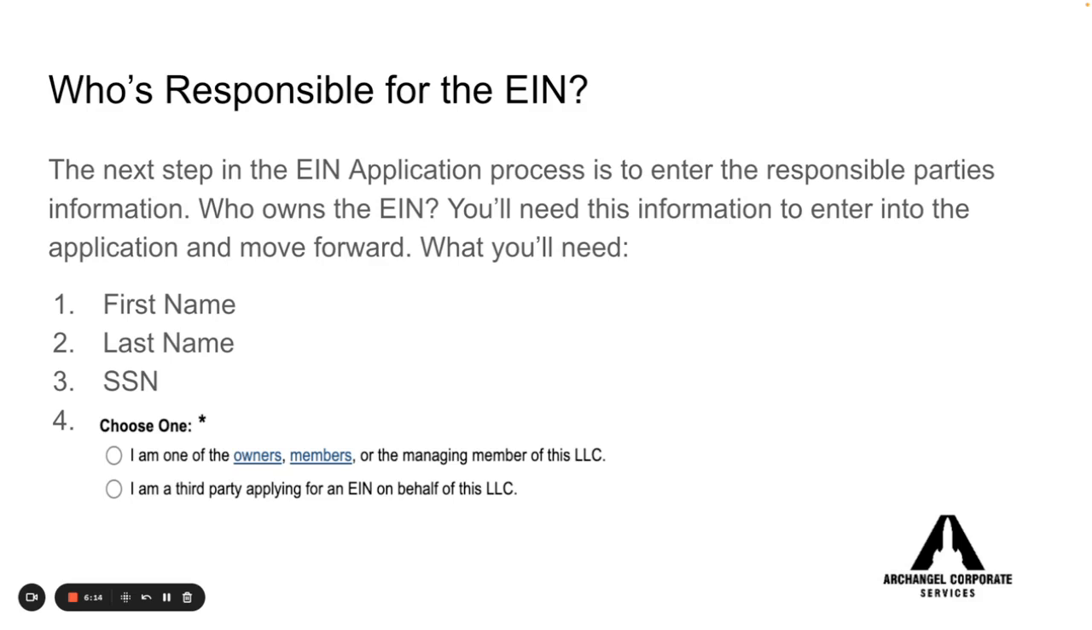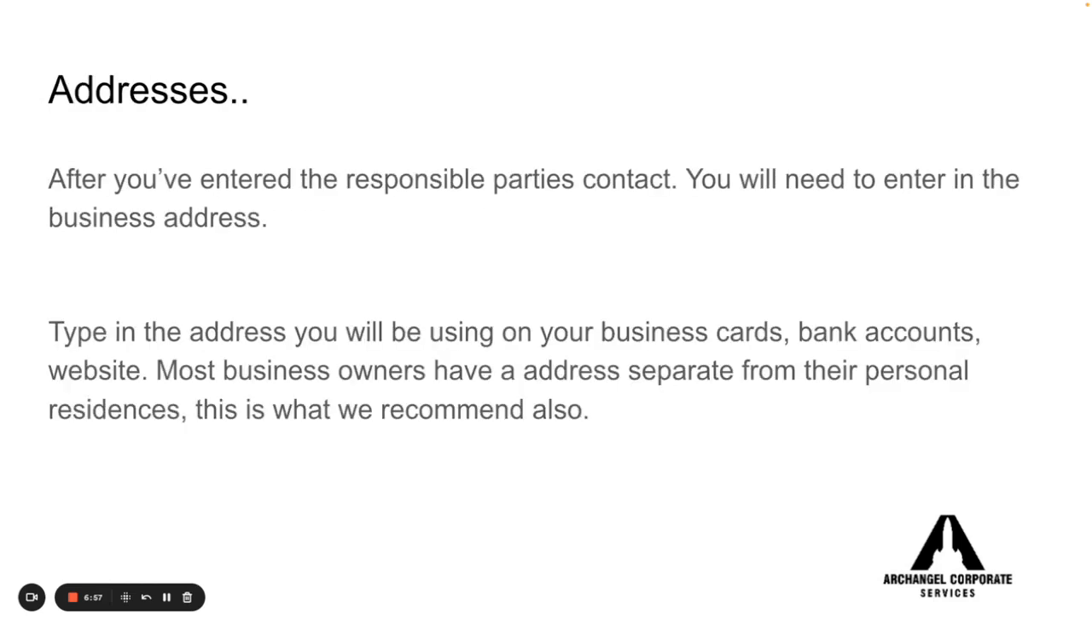So you'll see this page towards the end where it will ask you for a first name, a last name, and a social security number for one of the members, owners, managers of that LLC. And then number 4 here, you'll see it'll ask you to select whether or not you are an owner or member or managing member of the LLC that's requesting this EIN, or if perhaps you're a third party, like the owner's or the business's attorney, their CPA. Maybe it's somebody that is acting on behalf of that company. So you'll just select the one that applies to you.